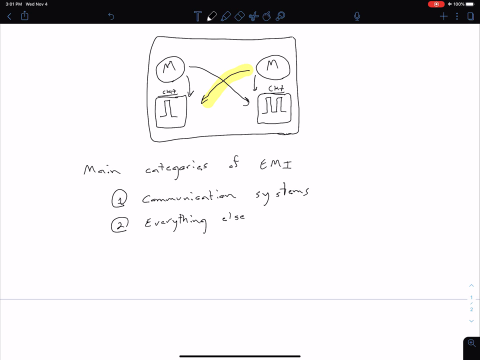In our following videos, we're going to start by looking at communication systems. We're then going to look at other types of EMI. After we've analyzed all the different ways that electromagnetic interference can occur, we're going to come back and talk about some specific ways that we can avoid or mitigate EMI.